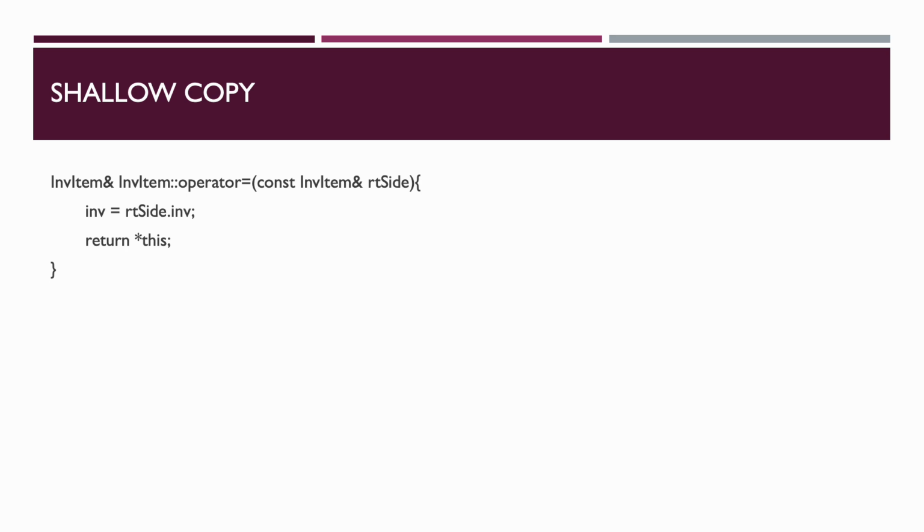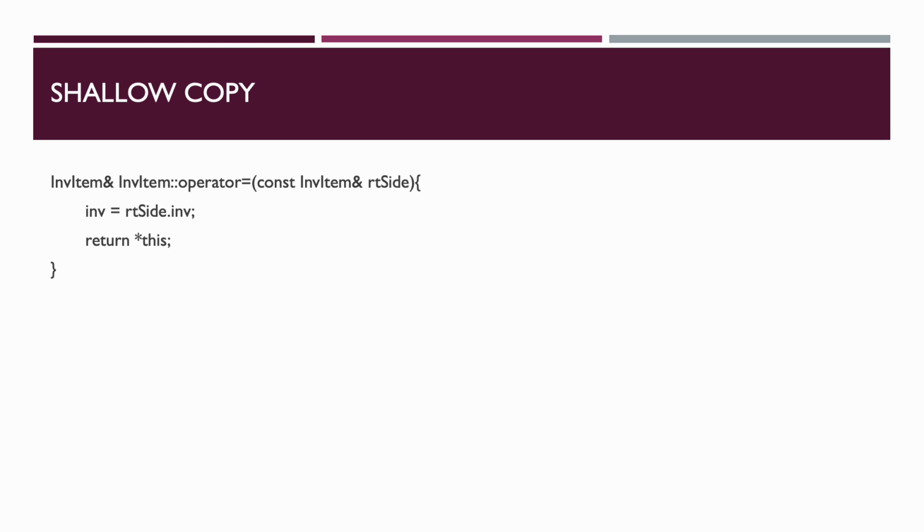So if your class manages resources like dynamically allocated memory, shallow copies can result in double deletions or memory corruption. If INV were a pointer, both the current object and RT_side would share the same memory address after the shallow copy. When one object is destroyed, its destructor would free that memory. It will leave the other object with a dangling pointer.